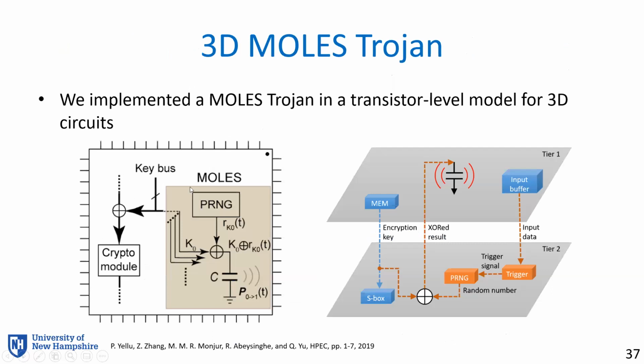The Trojan we implemented in our experiment is a Morris Trojan. This Morris Trojan basically modulates the key bit with a random number generator, and then the modulated result charges the capacitor. So this is a 2D Trojan. Now we migrated to the 3D scenario by putting a random number generator and XOR in tier 2, and the capacitor is placed in tier 1, so that this modulated key bit can be leaked in a very, very stealthy way.